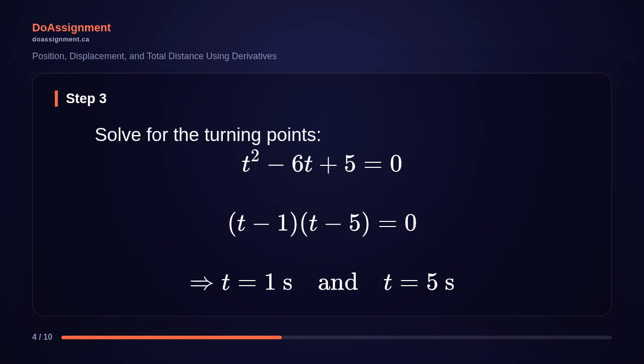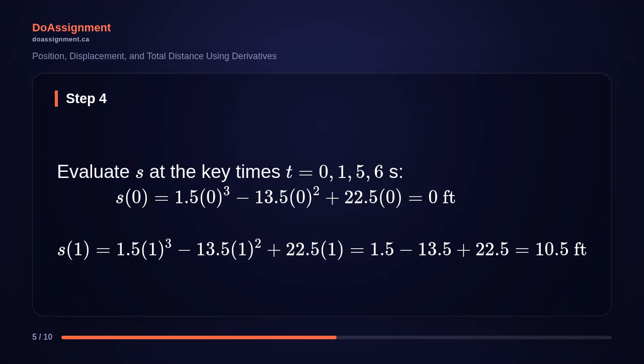Dividing by 4.5 gives t squared minus 6t plus 5 equals 0. This factors as t minus 1 times t minus 5 equals 0, giving turning points at t equals 1 second and t equals 5 seconds. Now resubstitute each key time into the position function.